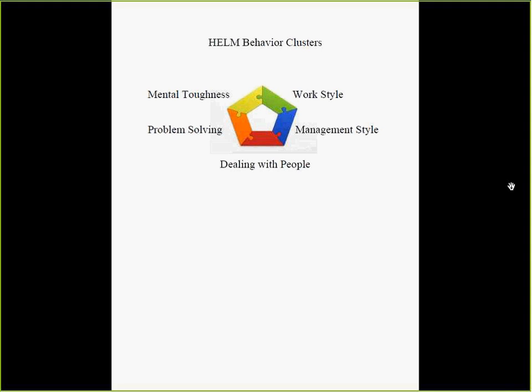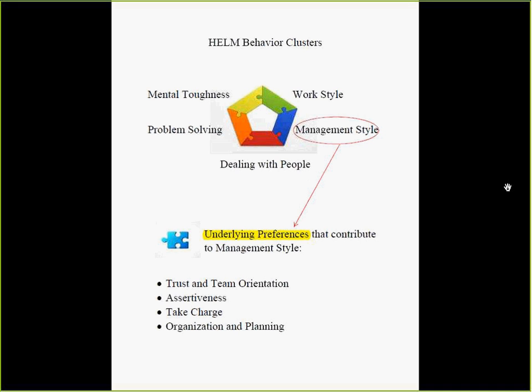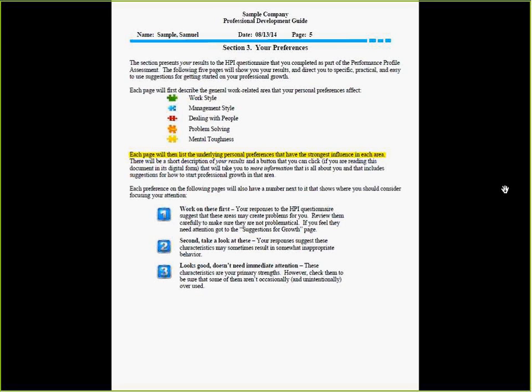Now, it's true that behavior on the job is affected by many factors, and one of those factors is personality-driven behavior preferences. For example, for the management style behavior cluster, the underlying preferences are trust and teamwork, assertiveness, take charge, and organization and planning. The questionnaires focus on the effect that underlying personality preferences have on job-related performance, in this case, in the management style behavior cluster. Let's turn now to the explanation page at the beginning of Section 3.